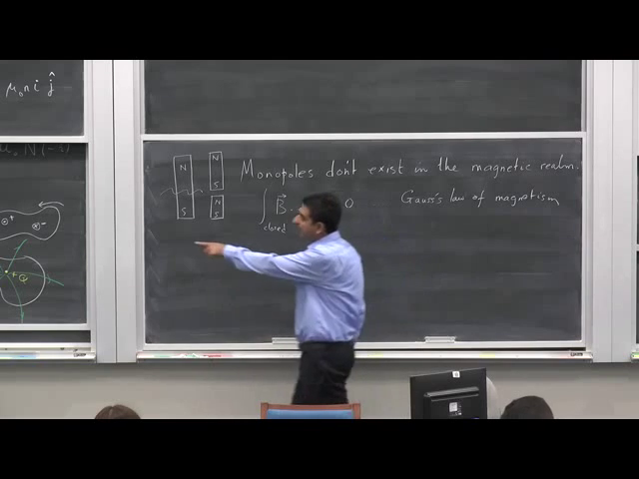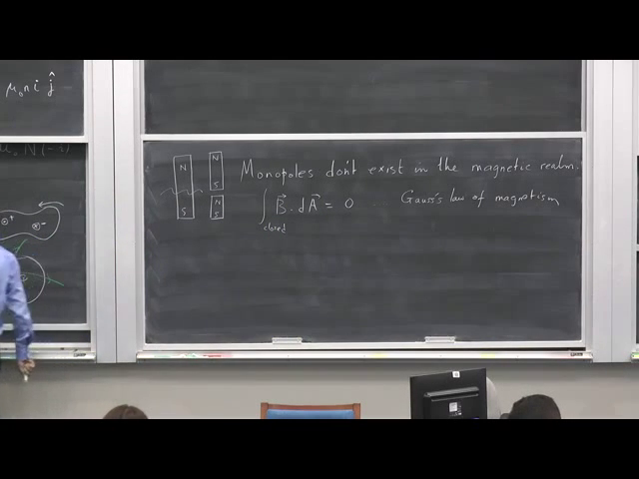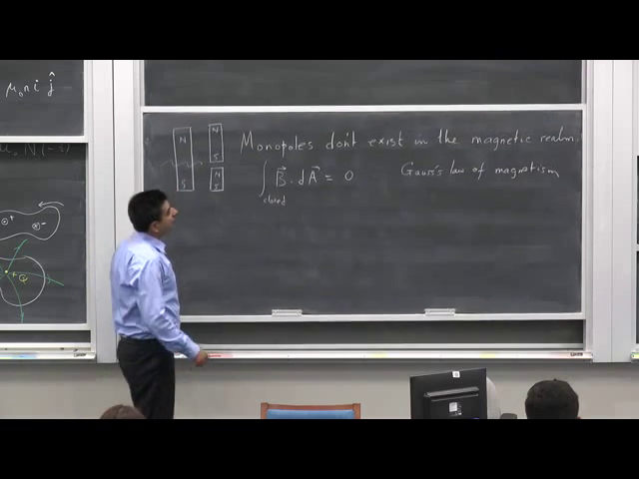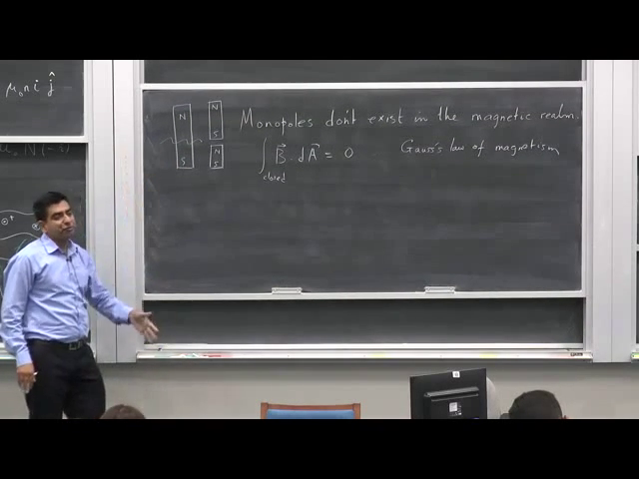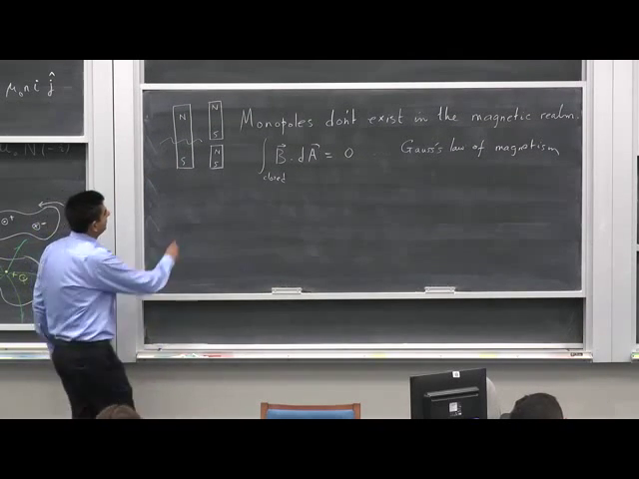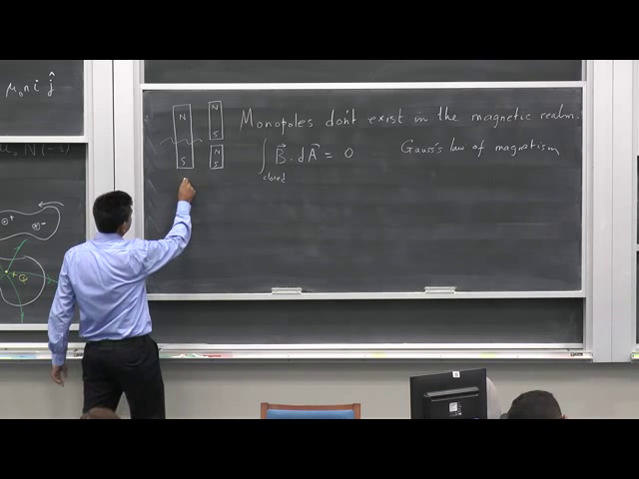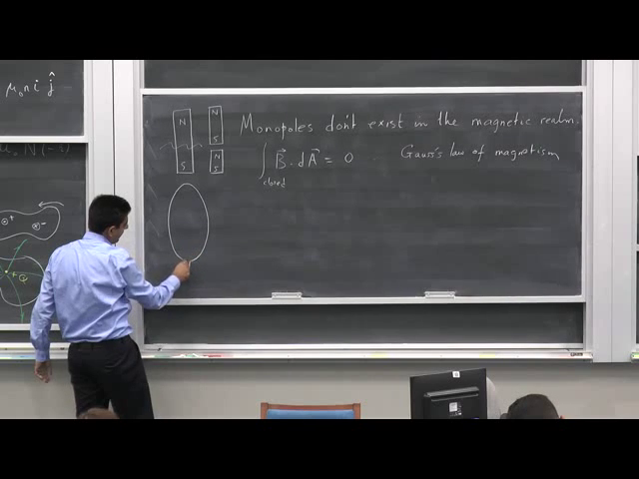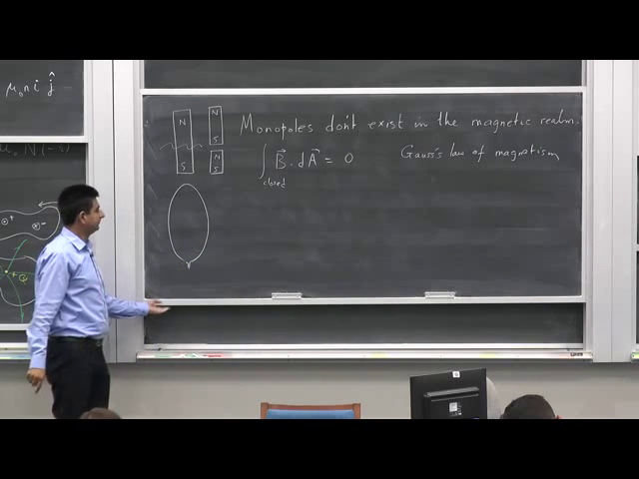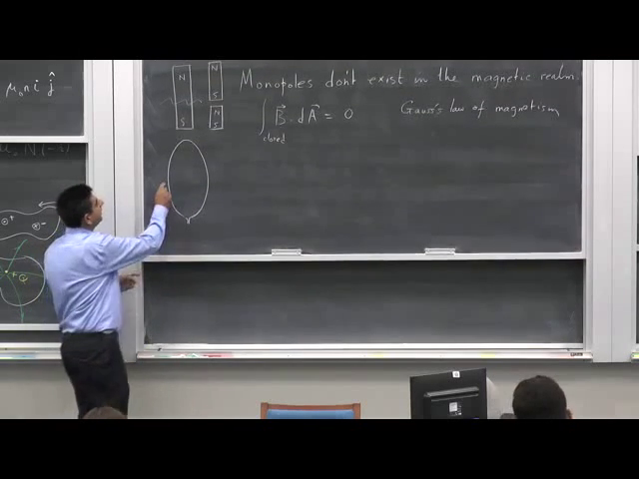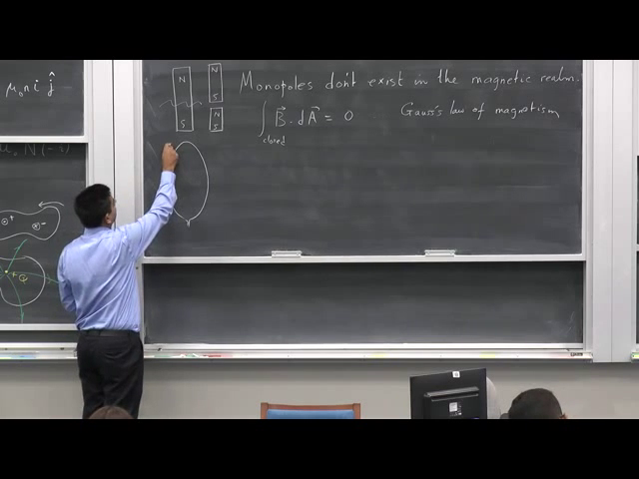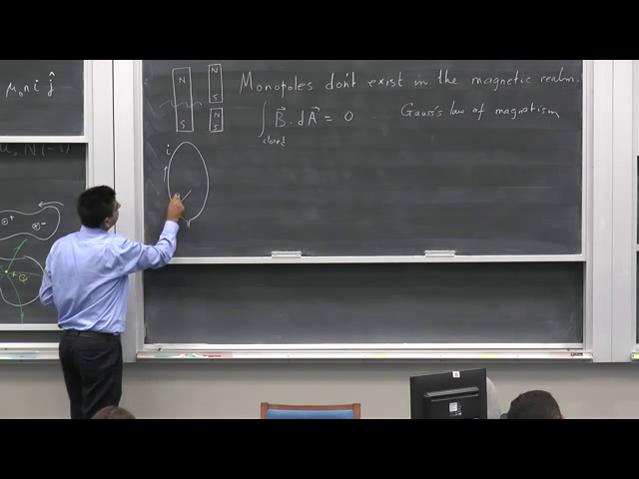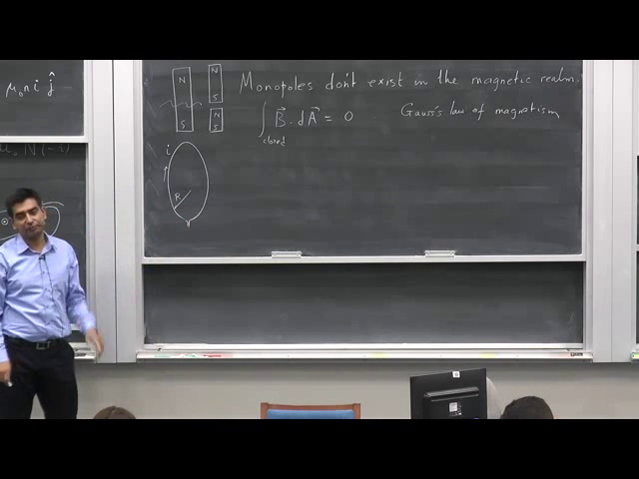However, let's come back to this problem of the current carrying loop. Once again, I would like to draw a longitudinal section of this loop. So, let me draw something like this. Current flows through this loop in this direction. It has a radius capital R, and I am interested in finding out the magnetic field due to this loop.